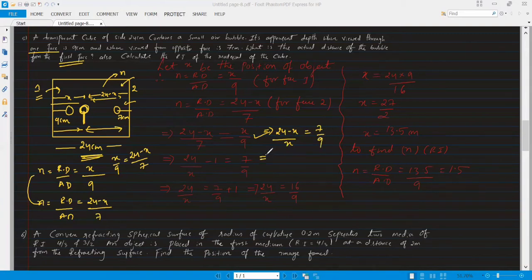This x is applicable for this also as well as this also. We can also write this as 24 divided by x minus x divided by x is equal to 7 divided by 9.